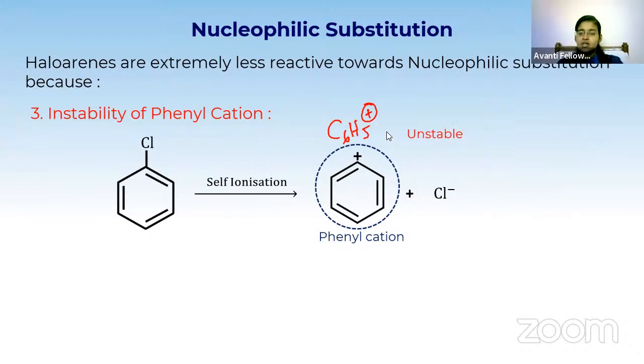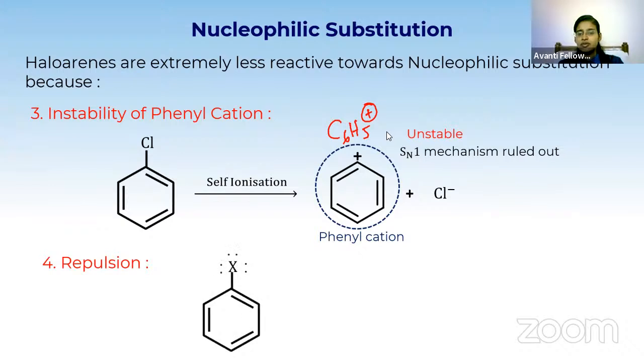Got it? Now, since this phenyl cation is unstable in nature, the SN1 mechanism is completely ruled out. Nucleophilic substitution can occur under different conditions, but only through SN2. SN1 cannot happen because in the first step we get an unstable carbocation. Okay, this is the third reason. And the fourth reason is repulsion. In all the haloarenes, all the halogens will have 3 lone pairs.